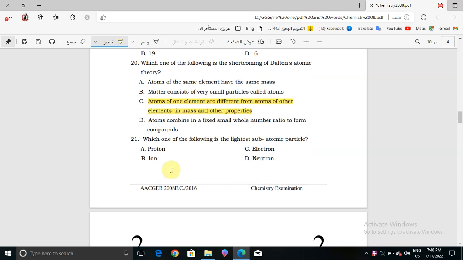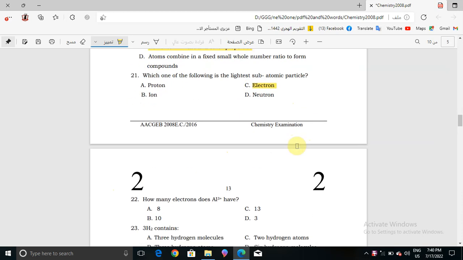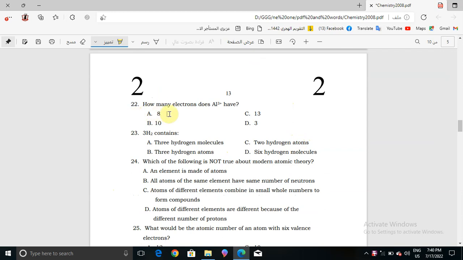Now question number 21, which one of the following is the lightest subatomic particle? It will be electron. Now in question number 22, how many electrons does Al3 plus have?